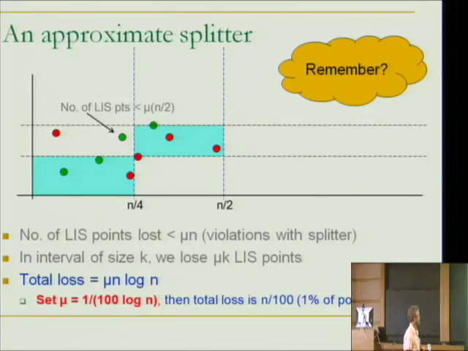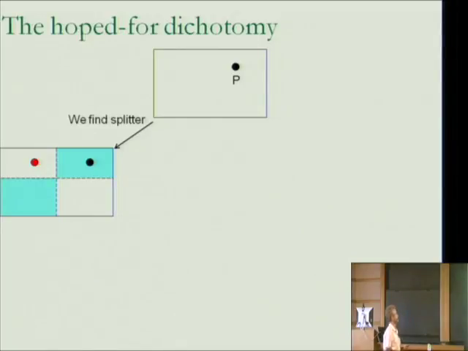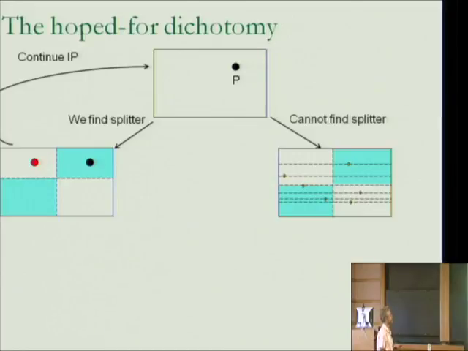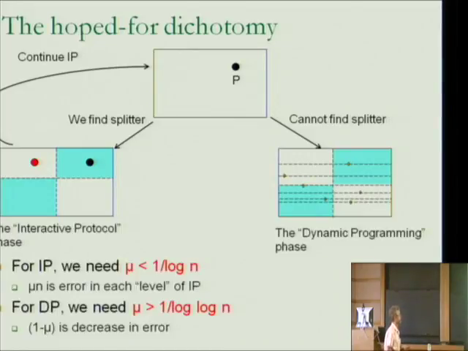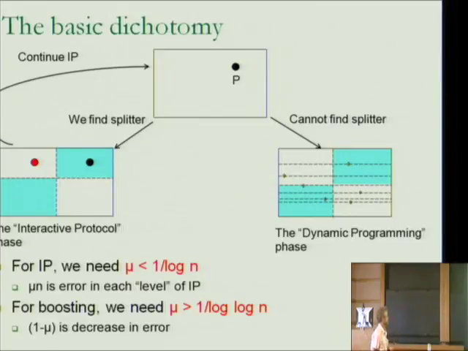But then remember that for the approximate splitter, we needed mu to be less than 1/log(n). All right, so it looks close, you know. So the hope for dichotomy is that either we find a splitter and continue the interactive proof, or we can find a splitter and then we do the dynamic programming phase. But for the interactive proof, we need mu to be less than, I said 1 over log n, but 1 over 100 log n. And for the dynamic program, we need mu to be bigger than 1 over log n. And again, the reason why we have this dichotomy is we get an error of mu times n at each level of the interactive proof. So we have to keep mu small.